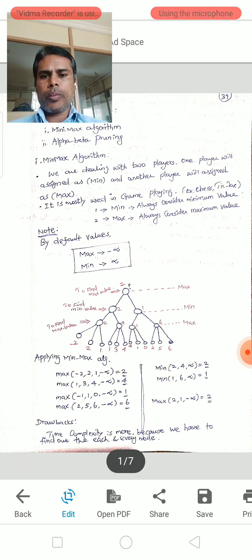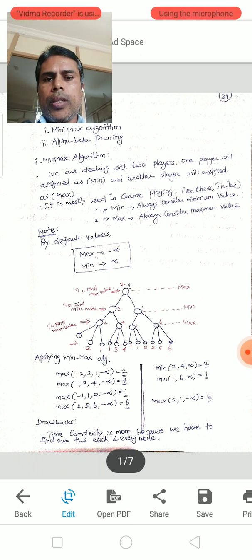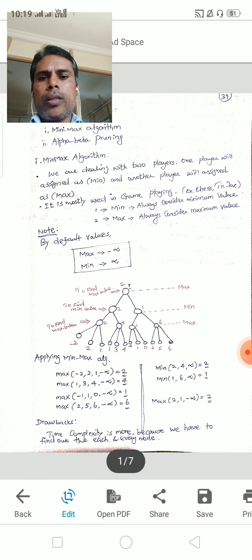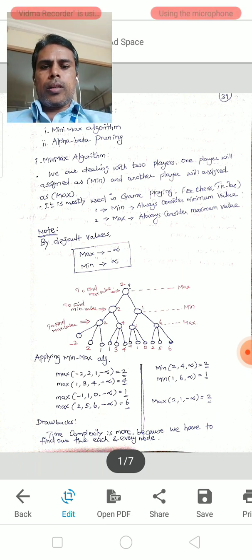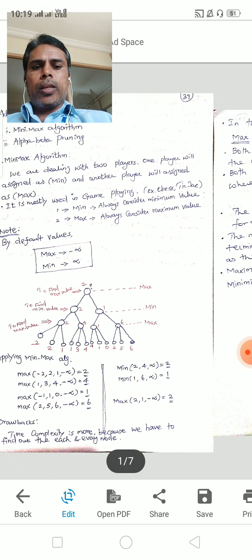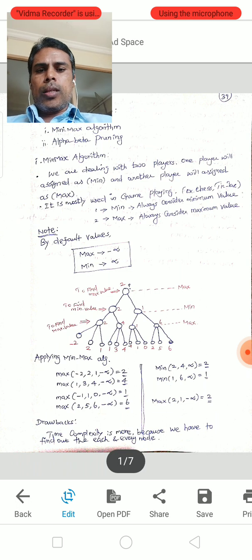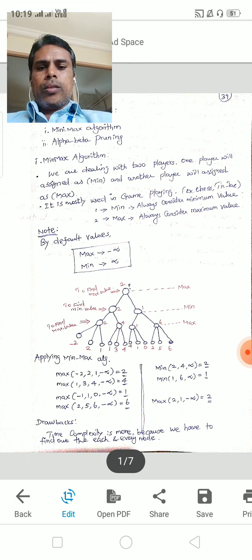So first is the min-max algorithm. What is meant by the min-max algorithm? Some basic definitions: we are dealing with two players. One player is assigned as minimum, and the other player is assigned as maximum. It is mainly used in game playing applications like chess and tic-tac-toe. So the first concept, min, means minimum value.